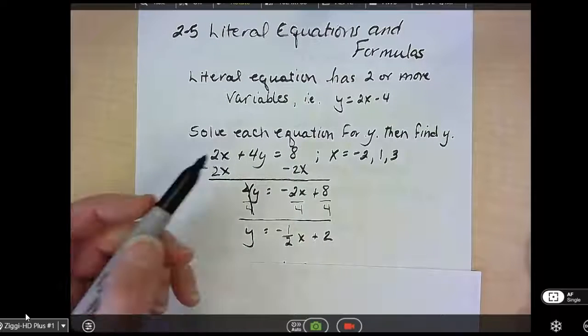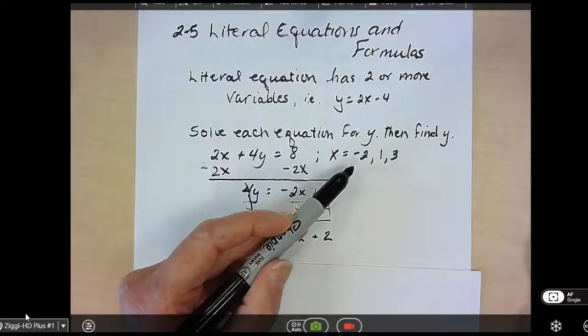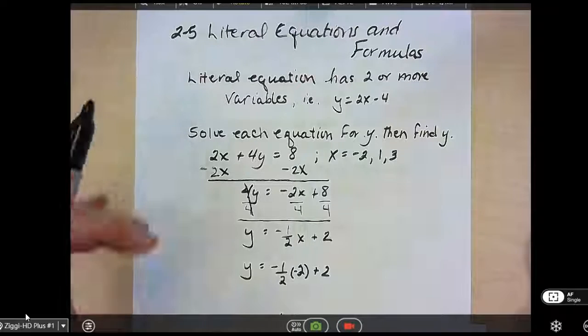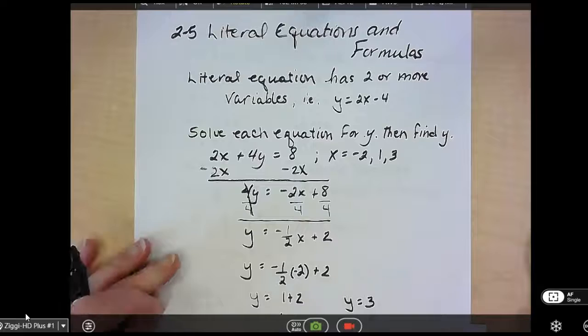Now we have solved for y. And now we have to find y when x is negative 2. So all I'm doing is taking the equation, substituting negative 2 in. So that would give me y equals negative times negative would be positive 2 over 2, which is 1 plus 2. So my y would equal 3.